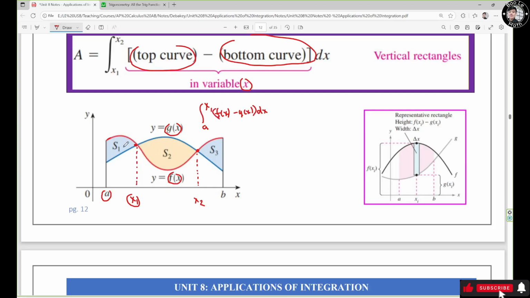Now, from x1 to x2, g of x is above f of x. So it would be plus the integral from x1 to x2 of g of x minus f of x dx. And the last one, the integral from x2 to b, f of x is above g of x. So it would be plus the integral from x2 to b of f of x minus g of x dx. So keep that in mind.